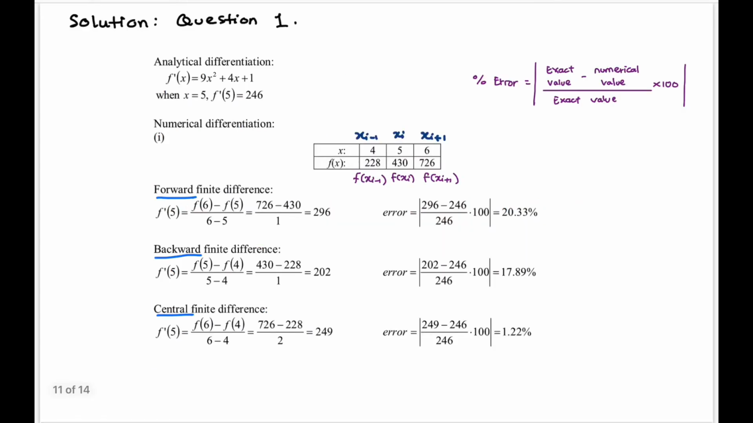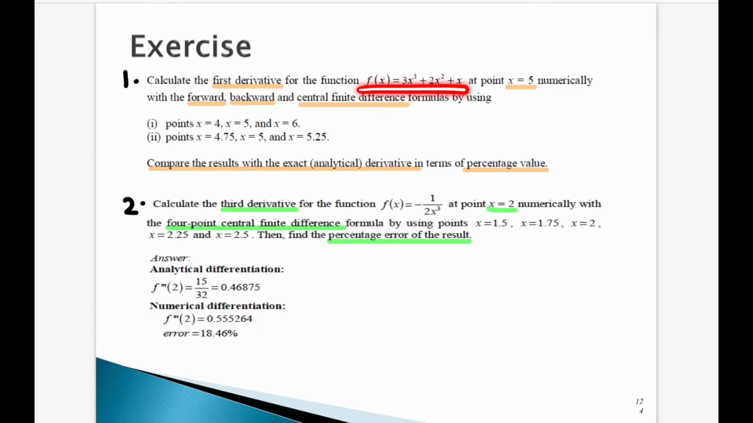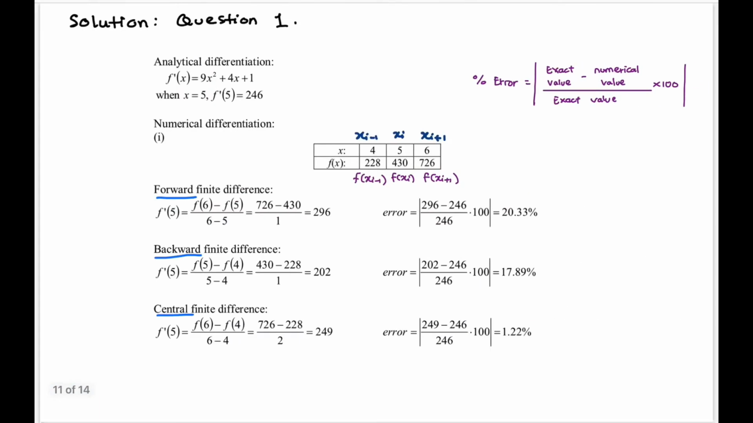Okay, let's look at the answer. So this is your f prime x. This is your f(x). When you differentiate it one time, you will get this 9x squared plus 4x plus 1. So when x equal to 5, just substitute x equal to 5. Then you will get f prime 5 is equal to 246. So this is the analytical differentiation.